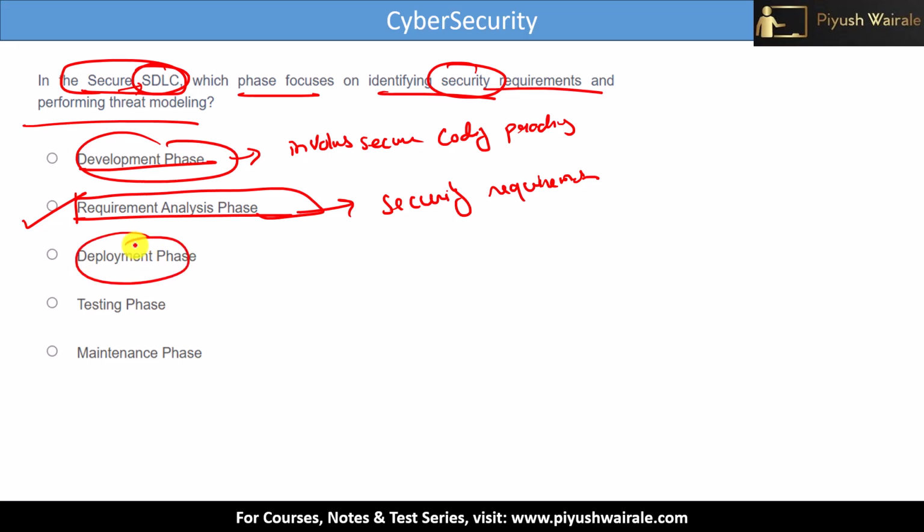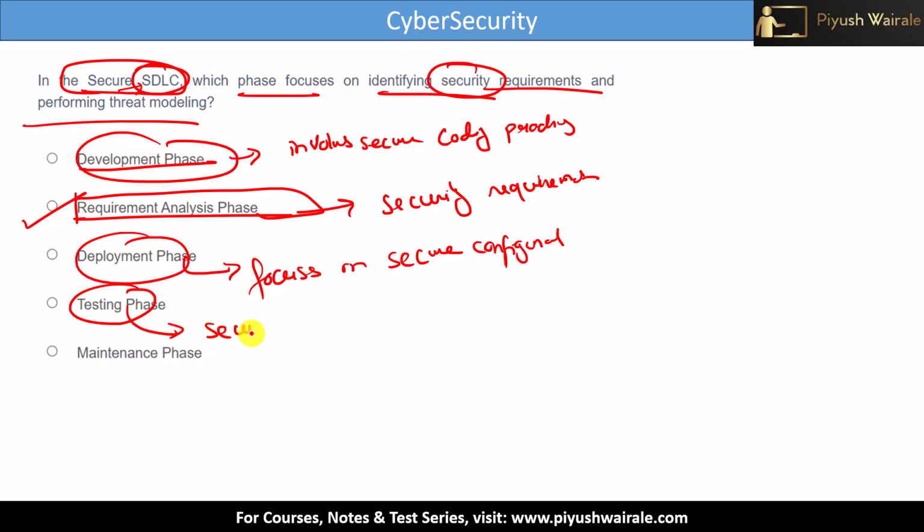What about the deployment phase? No. This deals with what? It focuses on secure configuration. What about the testing phase here? It involves security testing, like we have SAST and DAST here, right? What about the maintenance phase?